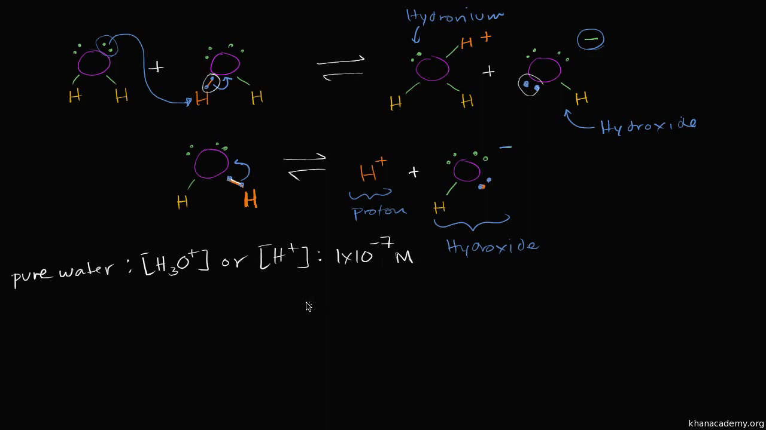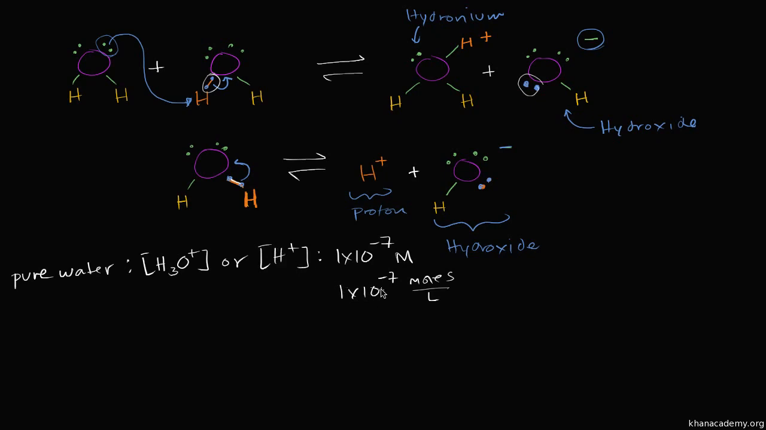Well, molar is just the unit for molarity. That's the same thing as 1 times 10 to the negative 7 moles per liter. And if you have trouble remembering what moles are, first of all, I encourage you to watch that video on Khan Academy on moles, but we just have to remind ourselves it's a quantity. Just as a dozen means 12 of something, a mole of something means roughly 6.022 times 10 to the 23rd of that thing. So it's just a very, very, very large quantity. So that's the hydrogen ion concentration in pure water at 25 degrees Celsius.